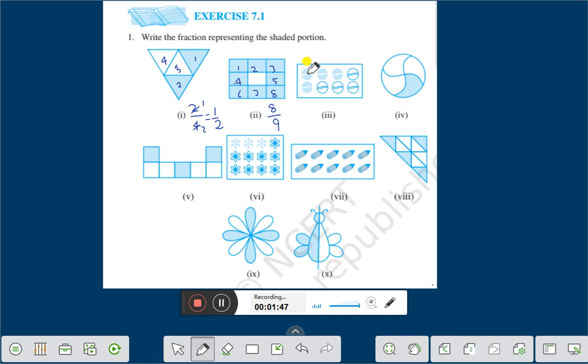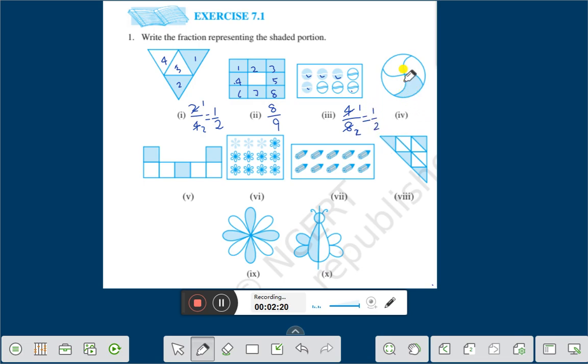1, 2, 3, 4, right? 4 are shaded parts, that means 4 divided by the total parts. Total parts are 1, 2, 3, 4, 5, 6, 7, 8. So 4 by 8. If we change it into the lowest term, 4 times 1 is 4, 4 times 2 is 8, therefore it is 1 by 2.